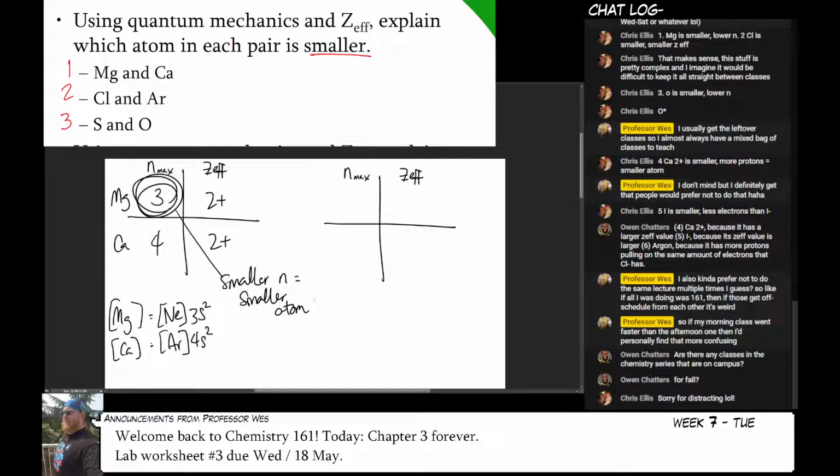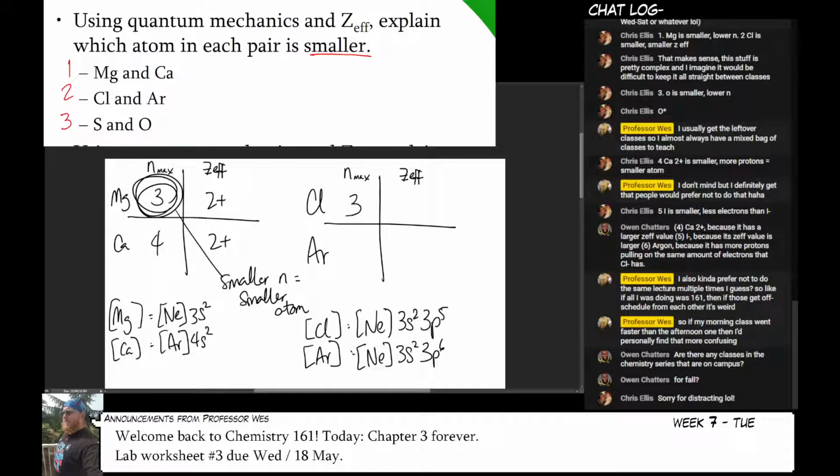Oh, and that little bug's back. We'll see if I can shoot him away. So magnesium should be smaller than calcium, and it is. All right, we can do chlorine and argon. And for chlorine, we've got neon 3s2, 3p5. And argon is 3s2, 3p6 with a neon core as well.